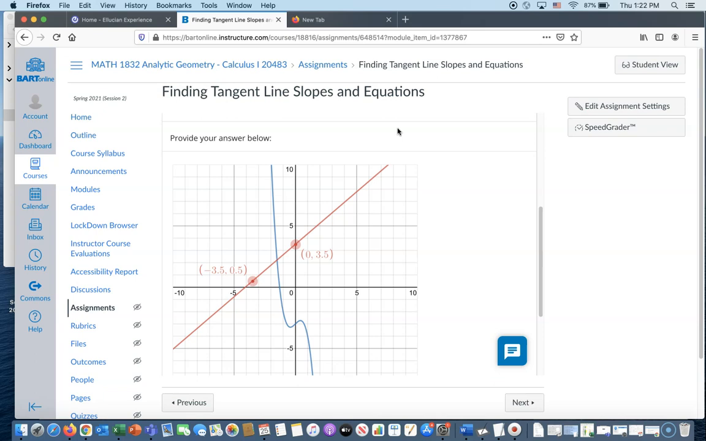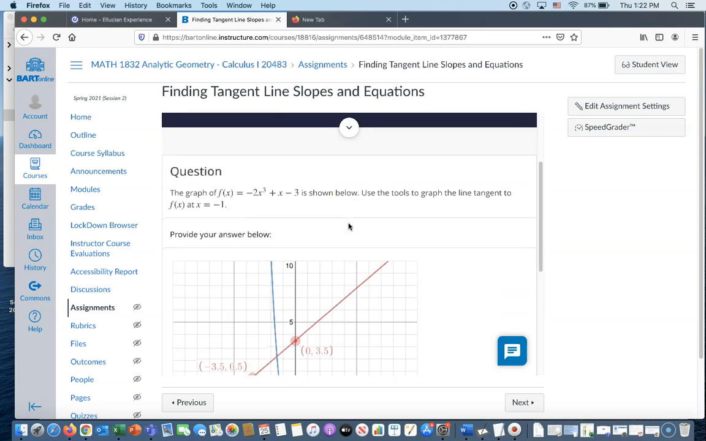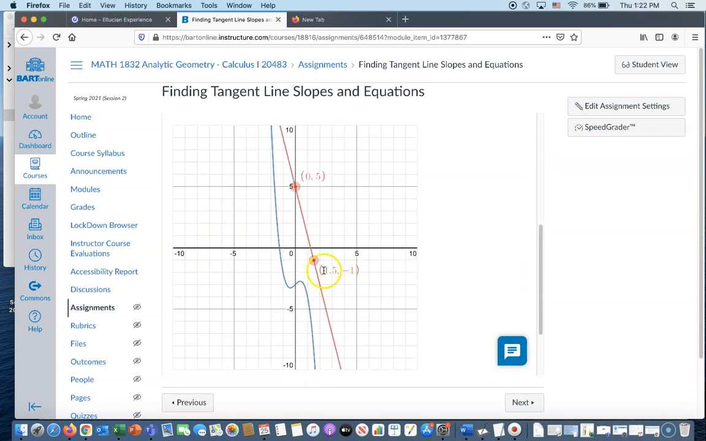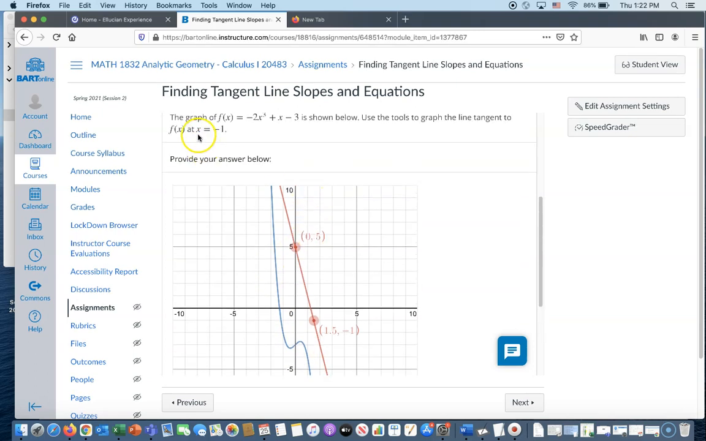So what makes this one unique is the instructions here. It says the graph of the function is shown below. Use the tools to graph the line tangent to f of x at x equals -1. So the -2x to the third plus x minus 3, that's the graph, that's the blue curve here. And what we're supposed to do is take these dots and put them in a place so that our red line is tangent to this. In other words, it touches this blue curve at only one place. And we're focused in on where x is -1.